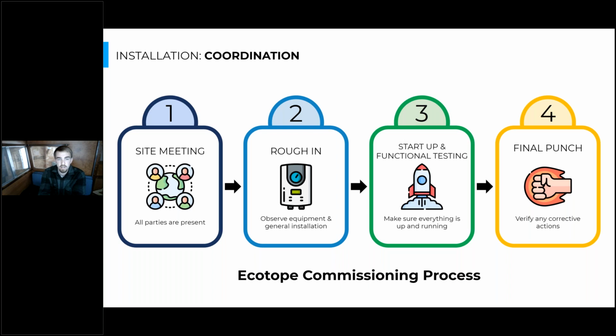And then the final punch is the fourth step, where you'll verify that everything's operating as intended to ensure the efficiency and reliability of the system, but also make any corrective actions that you found during functional testing, because often there's some little things that will need to be tweaked to ensure that all the different pieces of equipment operate correctly together.